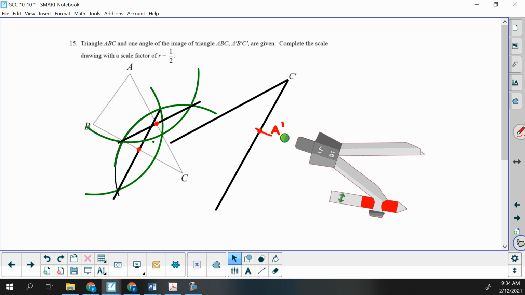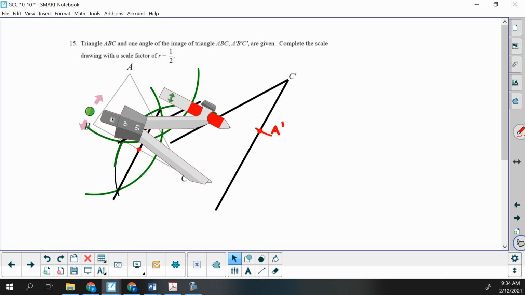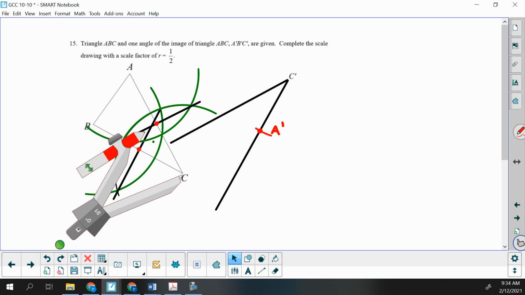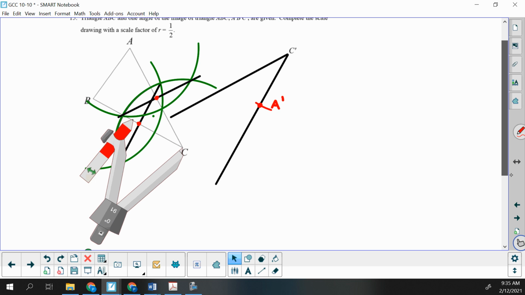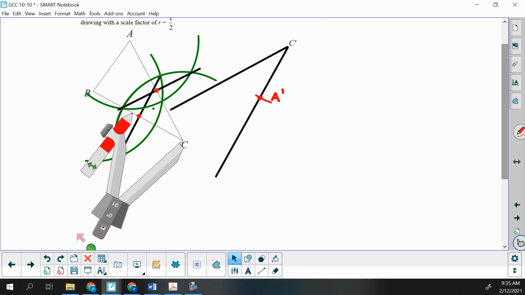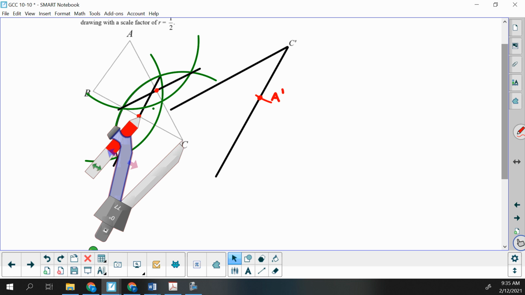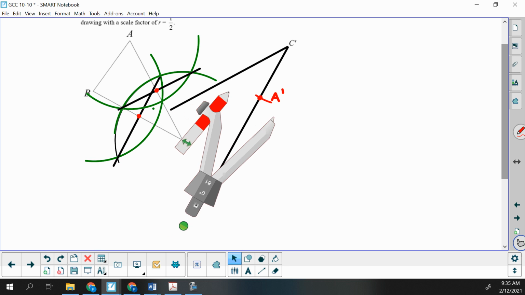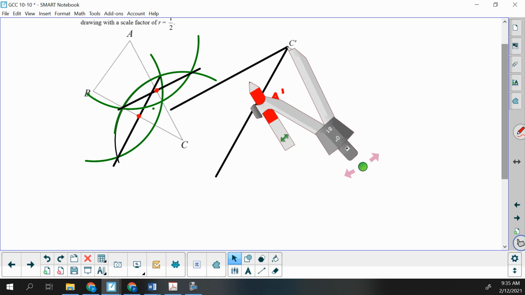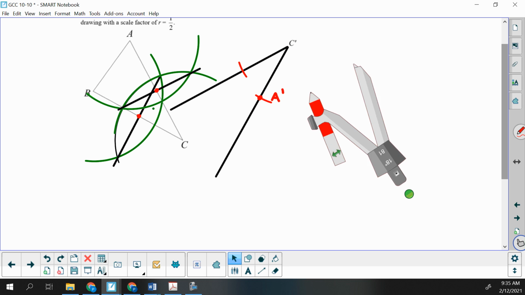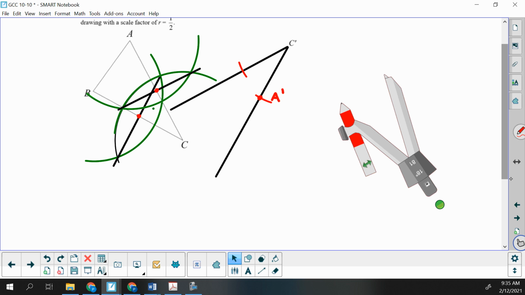And then I'll do a similar idea. I'll measure from C to B, its midpoint. And I'll go over to C prime. And I'll mark off on the other one where that is. And that's my B prime. And then just connect them with your straight edge.